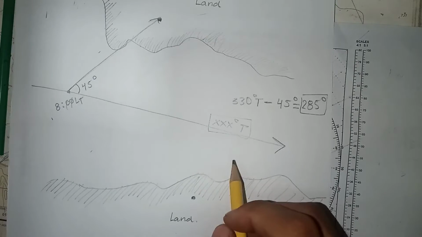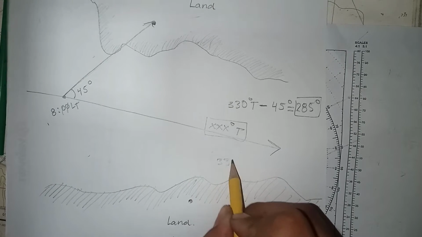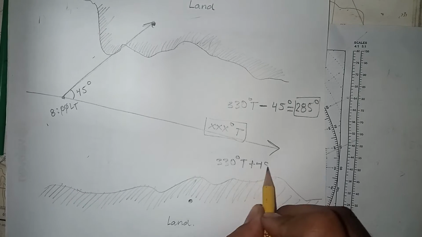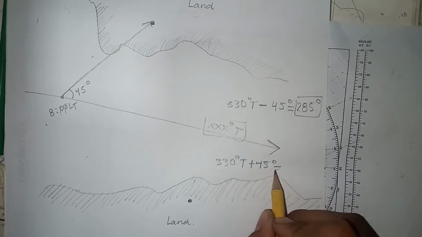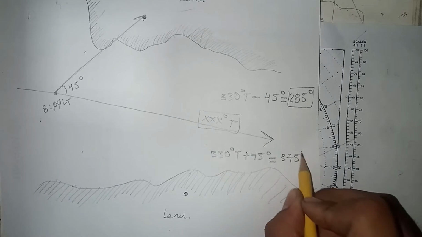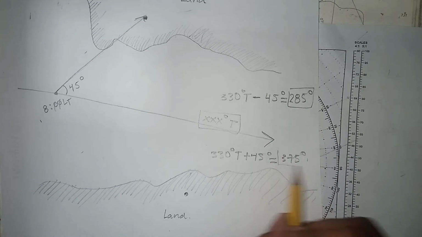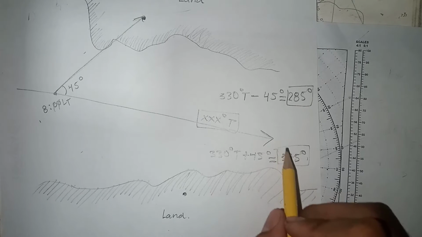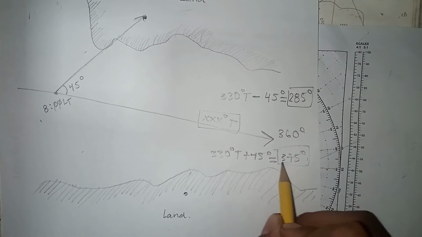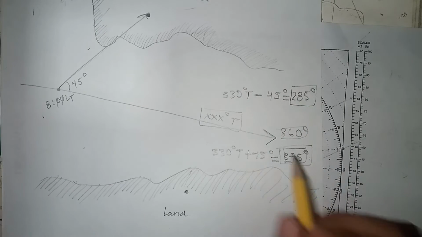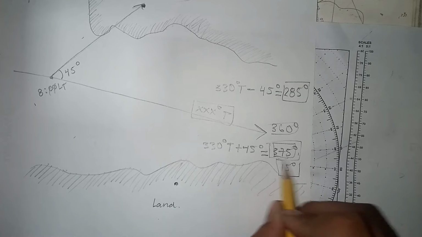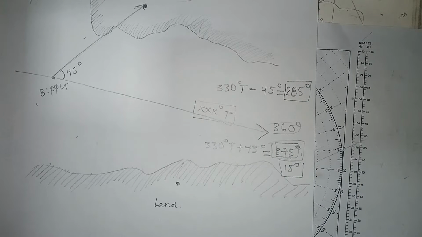On the other hand, if we see the target at starboard side, we have to add 45 degrees to the course. If we have got 330 degrees true plus 45 degrees, equal to 375 degrees, but this angle is larger than 360 degrees, so minus 360 degrees is equal to 15 degrees. This is the true angle.